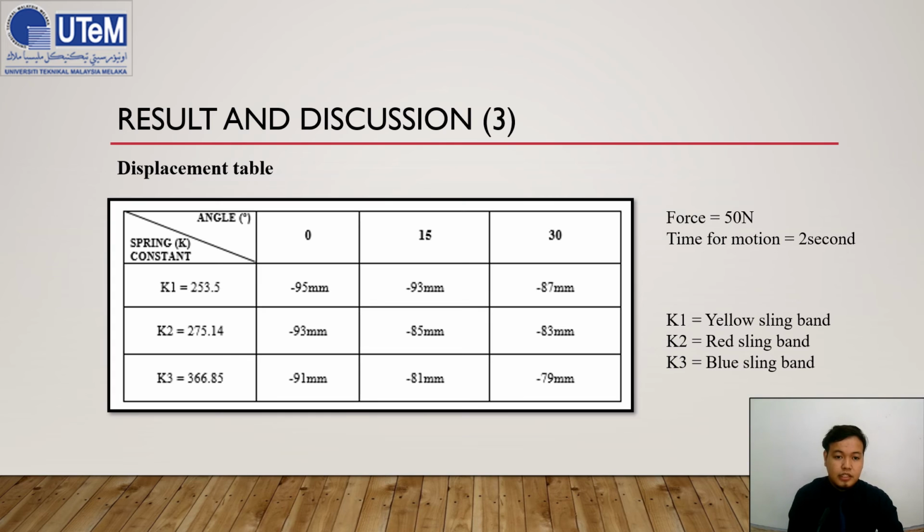And the last one is while we're using K3 as the spring constant with 0 angle, we will get a negative 91 millimeter. For the 15, we will get negative 81 millimeter, and then for the 30, we will get negative 75 millimeter.